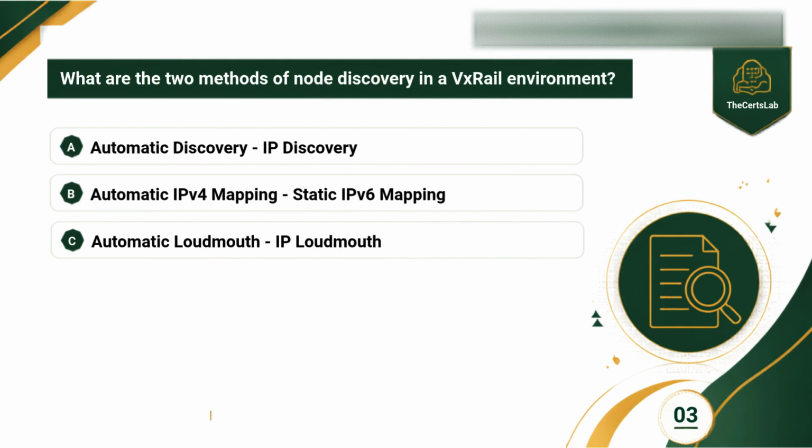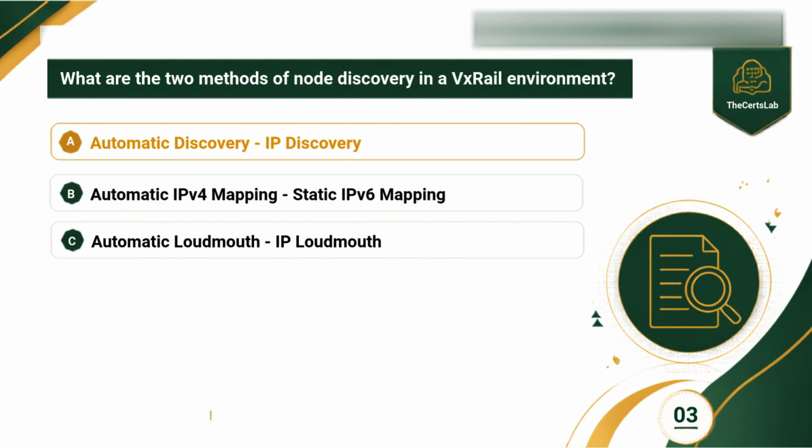Question number 3. What are the 2 methods of node discovery in a VxRail environment? Option A, automatic discovery, IP discovery. Option B, automatic IPv4, mapping static IPv6, mapping. Option C, automatic loudmouth, IP loudmouth. The correct answer is option A, automatic discovery, IP discovery.